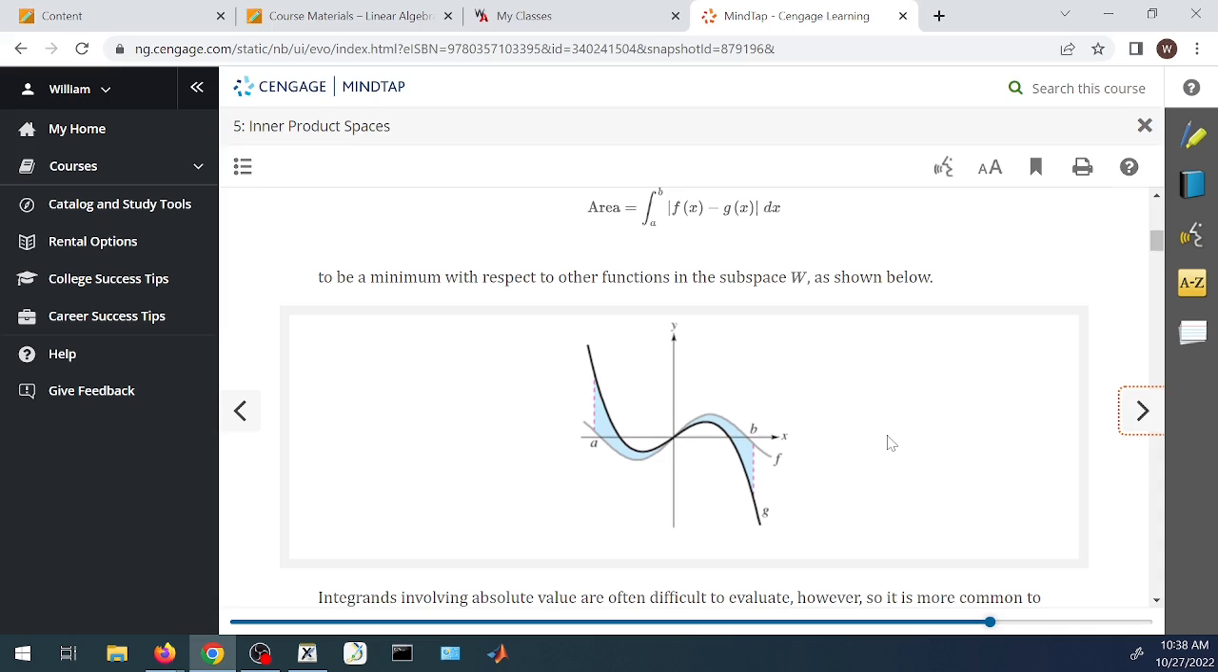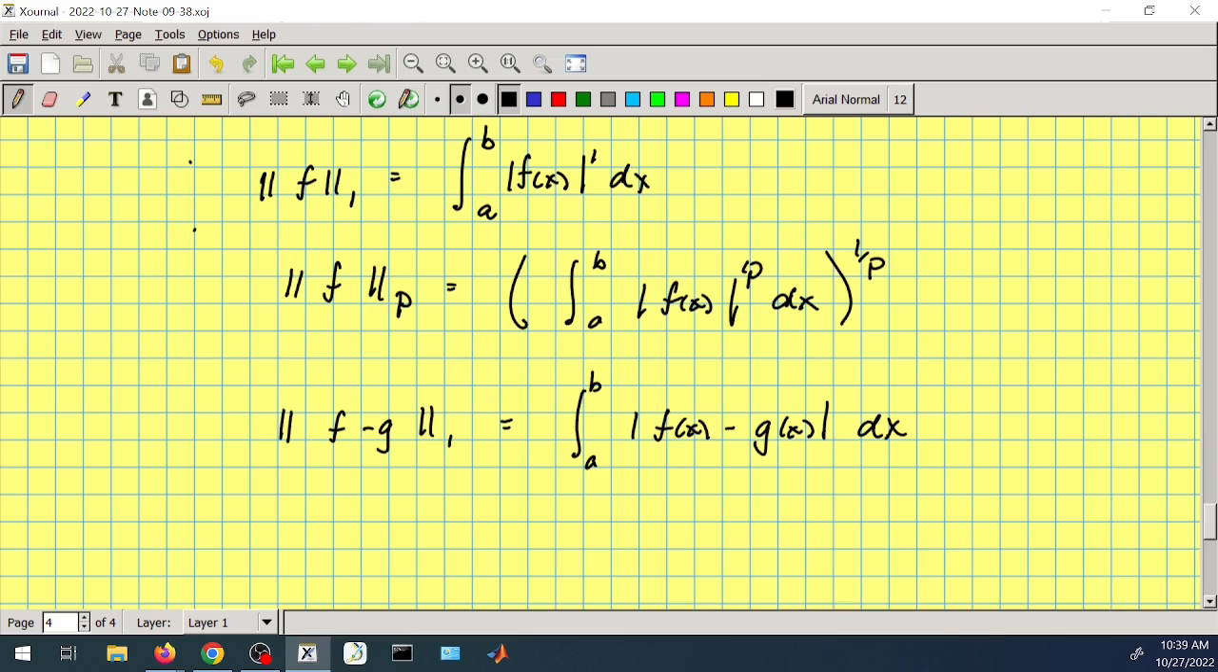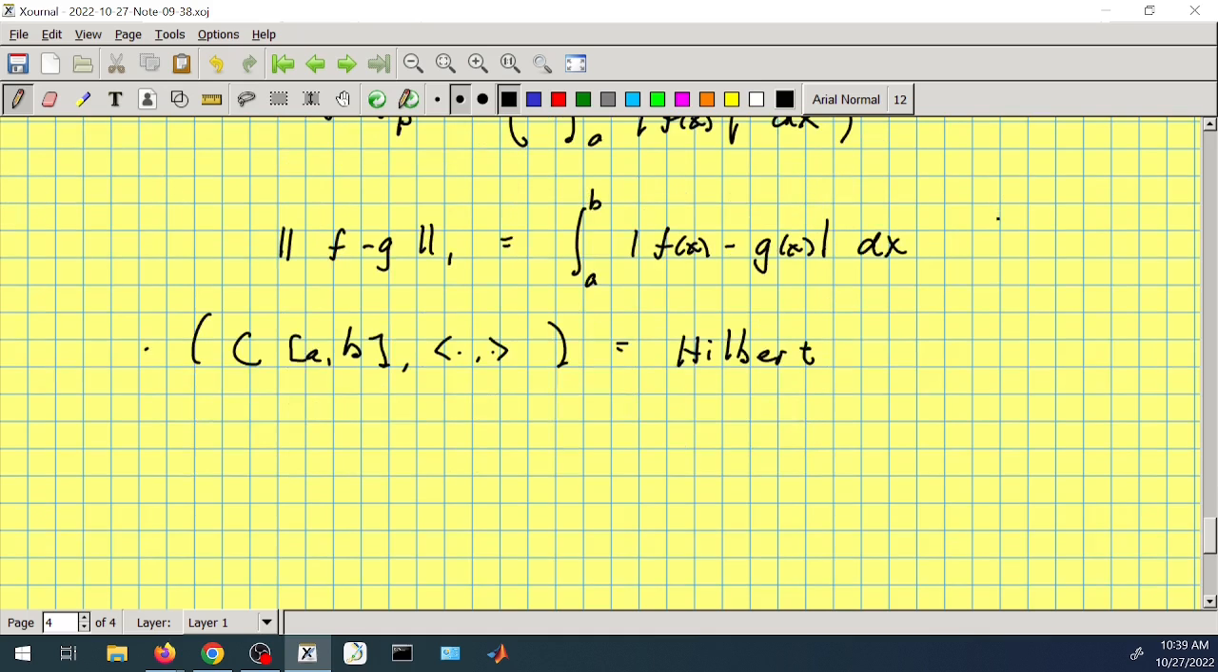If a vector space has an inner product, it's an inner product space. If a vector space has a norm, like L1, then it's a normed space. If it has an inner product, it's a Hilbert space. If it only has a norm, it's a Banach space. Huh. Banach, B-A-N-A-C-H. So, the continuous functions from A to B with the Euclidean norm is a Hilbert space, after a mathematician named David Hilbert. And I don't remember what Banach's first name is.